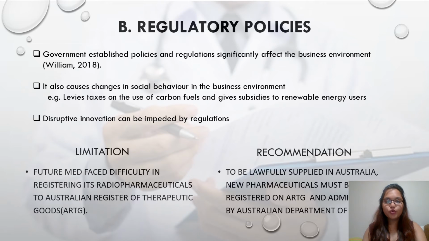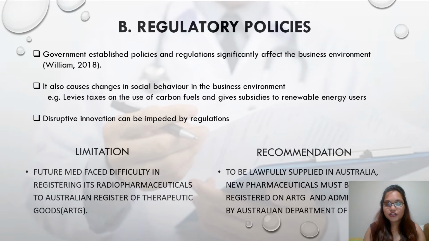Moving to the next point, regulatory policies. What Williams says in the article titled The Effect of Government Policies on Businesses, published in 2018, is that government establishes many policies and regulations that guide the organization and affect the business environment. The government implements policies that can change social behavior in the business environment. For example, government levies taxes on the use of carbon fuels and also gives subsidies to those using renewable energy. Disruptive innovation can be impeded by regulations.